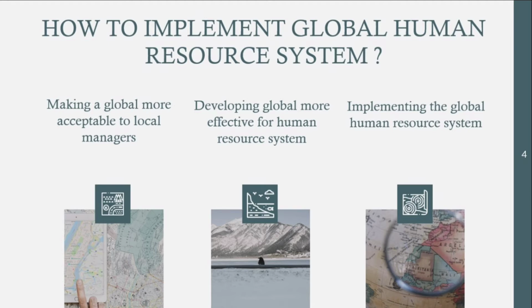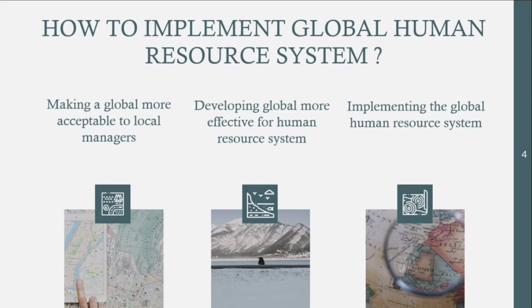Second, developing a more effective global human resources system. Best practice for developing a more effective global human resources system is: 1. Form a global human resources network that makes local human resources managers a part of global teams. 2. Remember that it is more important to standardize sense and competencies than specific methods.